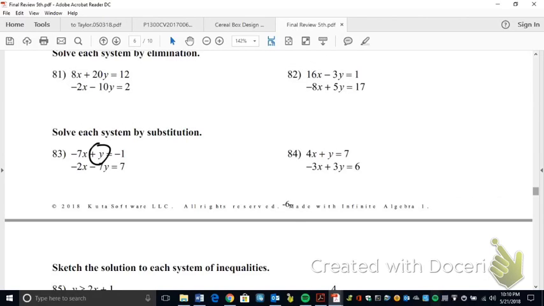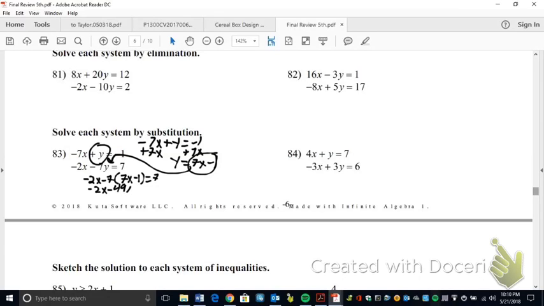Now here, substitution, what we're going to do is we are going to isolate that y first, okay? So we're going to do that by adding 7x to both sides. So we get y equals 7x minus 1. We're then going to take that 7x minus 1 and we're going to plug it in for the y. That's the substitution part. So now we have negative 2x minus 7 times 7x minus 1 equals 7. Distribute. Negative 2x minus 49x plus 7 equals 7.